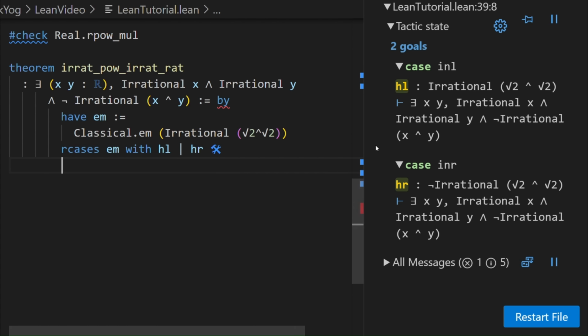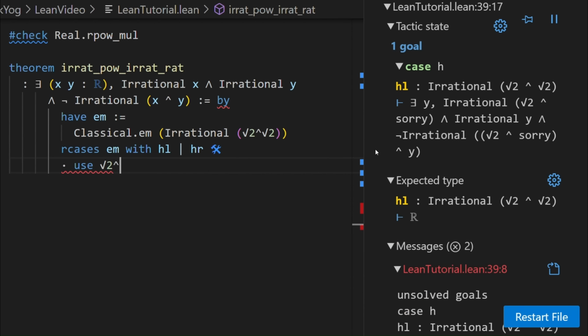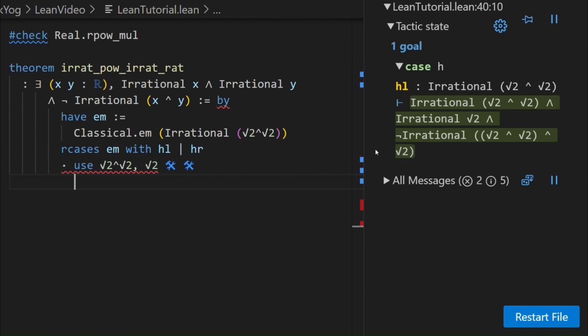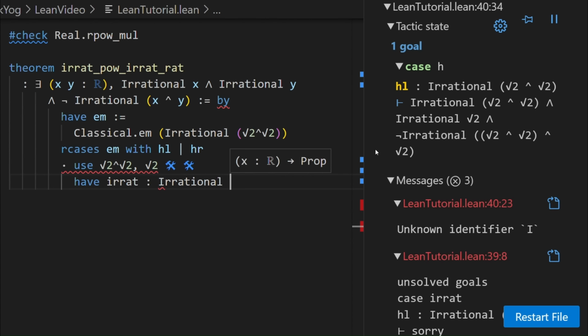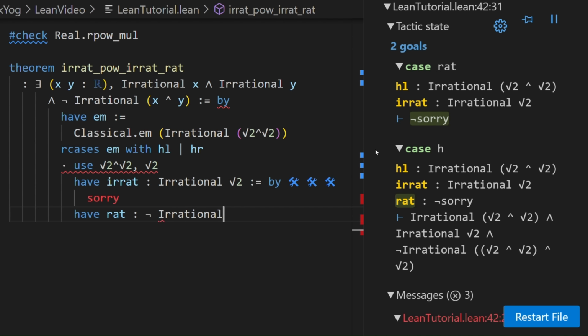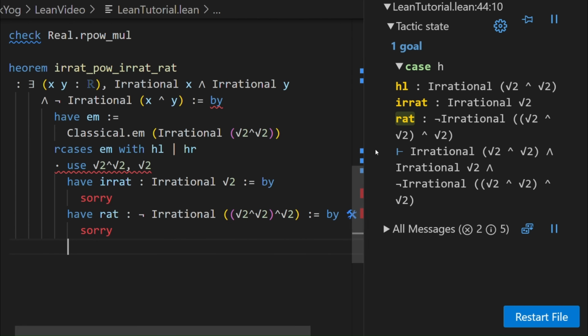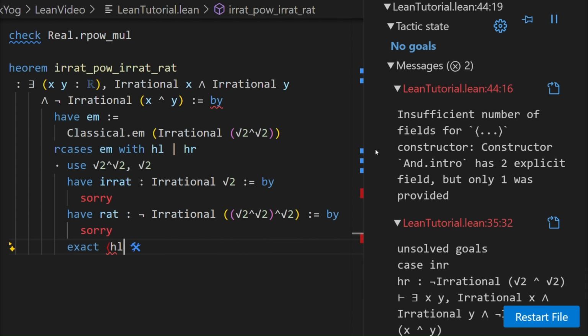In both cases, the goal is an exists statement which demands the values of x and y. For the first case, x must be root 2 to the power root 2 and y must be square root 2. So let's use those two values. Have irrat be the proof that root 2 is irrational, and have rat be the proof that root 2 to the power root 2, whole to the power root 2, is rational. By AND introduction, the goal is now exactly the three assumptions put together.